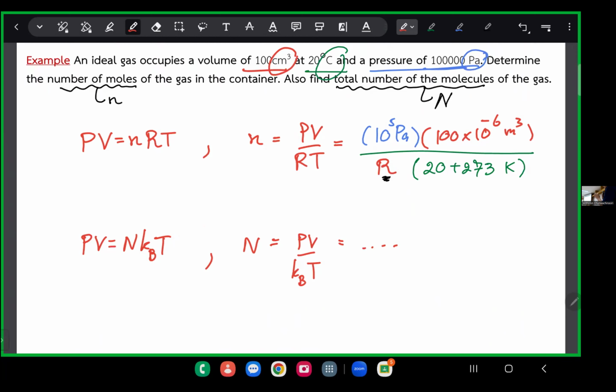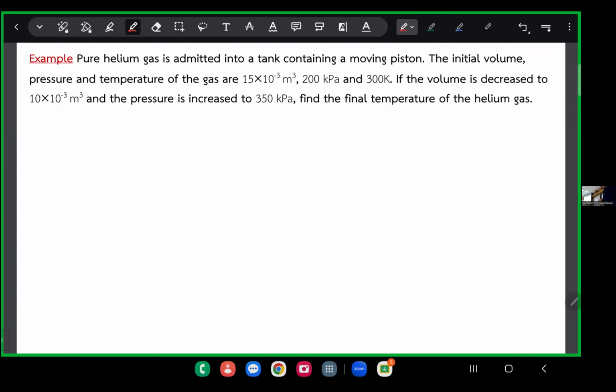At least you get a sense of what is happening for the gas. One more, it could be like this. Pure helium gas is admitted into a tank containing a moving piston. The initial volume, pressure, and temperature of gas are given. That's good. All right, so you get complete sets of all the P, the V, and the T. Now, the volume is decreased, the pressure is increased, find out the final temperature. You see how it goes?